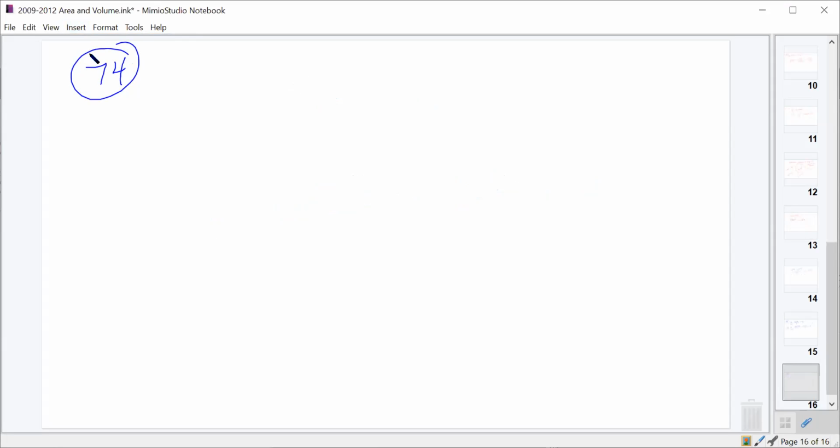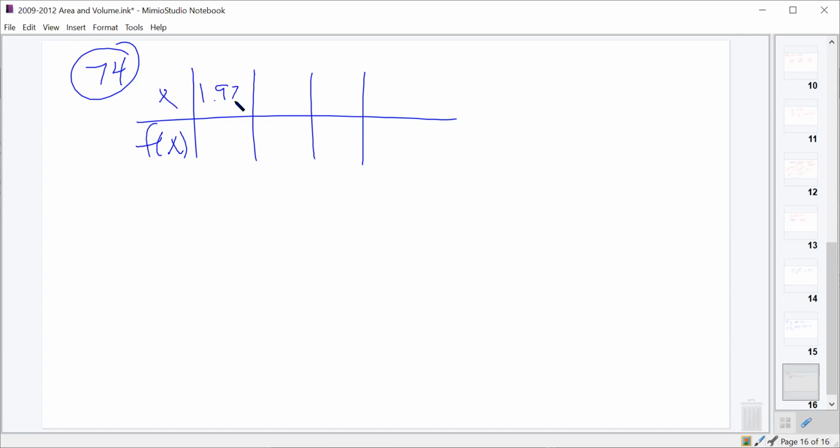74. Okay, so 74 gives you a table of values. And everybody should have it out anyway, but I'll put out this table anyway. We got 1.92, 1.93, 1.95, 1.98, and 2. And then we got 6, 5, 4.4, 4.1, and 4. Good?